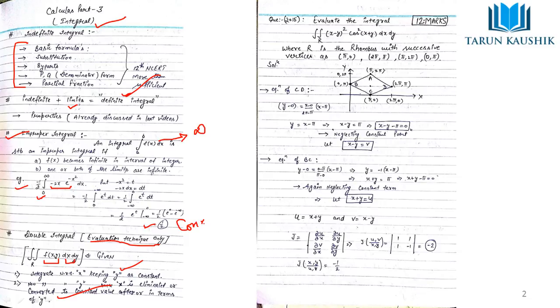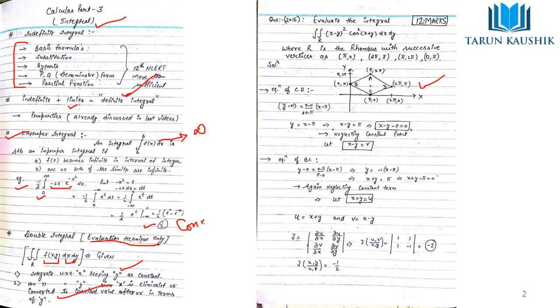Evaluate the integration of (x minus y) squared cos squared (x plus y) dx dy, where R is a rhombus with the successive vertices as (pi, 0), (2 pi, pi), (pi, 2 pi), and (0, pi). You can make this rhombus by using these points. Now we have to find the equation of this rhombus.